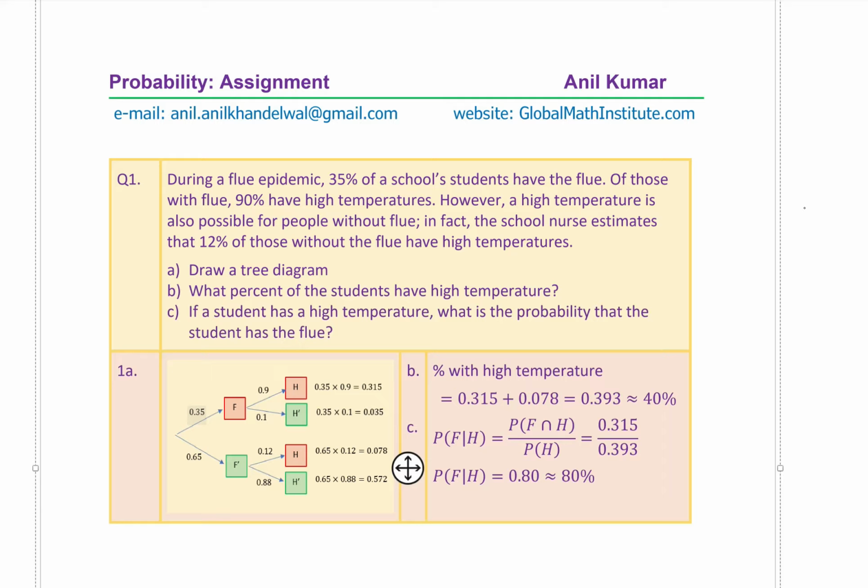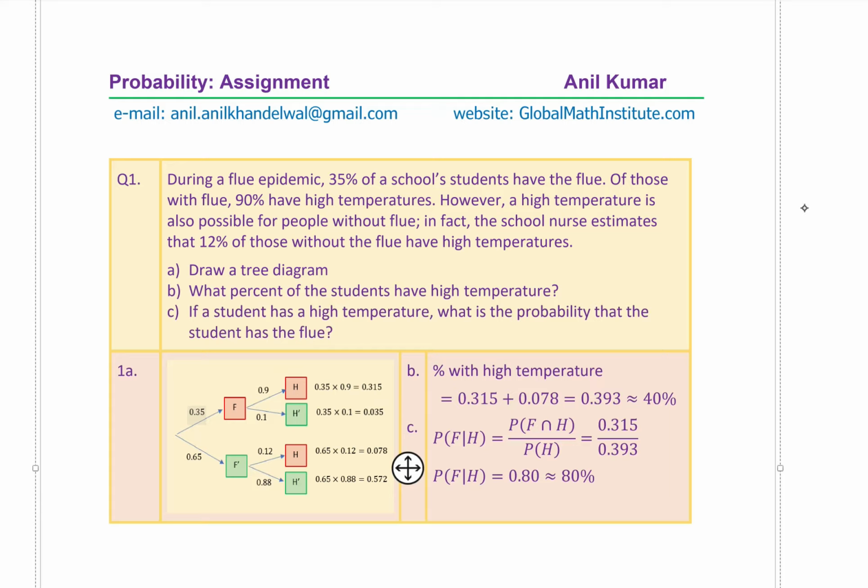Question number 1. During a flu epidemic, 35% of school students have flu. Of those with flu, 90% have high temperature. However, a high temperature is also possible for people without flu. In fact, the school nurse estimates that 12% of those without flu have high temperature. So the first thing is we need to draw a tree diagram. So two critical parameters to consider: one is flu and the other one is high temperature, right?